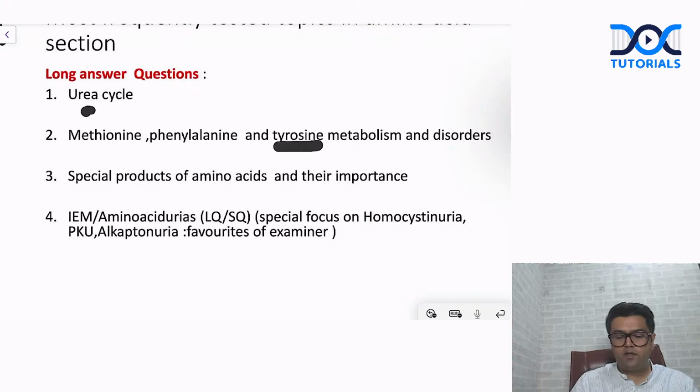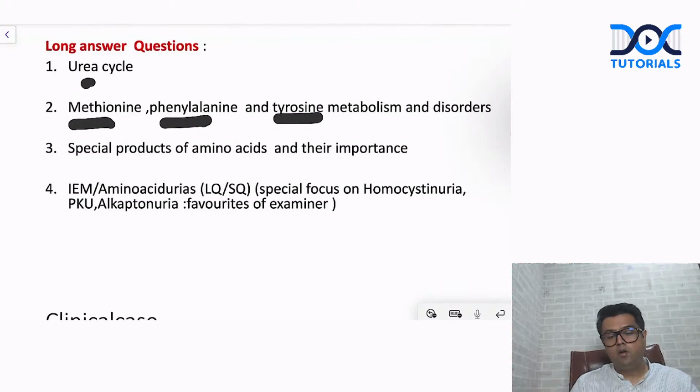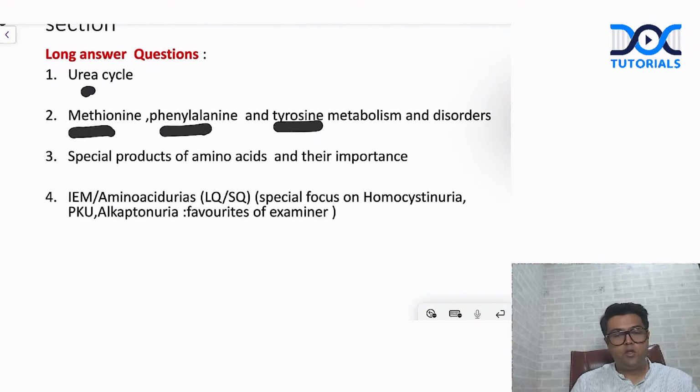So tyrosine, phenylalanine, and methionine are some of the most important topics which are asked in exams. Okay, methionine metabolism is also linked with two other disorders like homocystinemia and cystinuria. So the whole metabolism includes a lot of diseases. It includes SAM also, S-adenosyl methionine. So you should proceed like this, that if I'm studying methionine, I should know these points, right? I should know the basic steps.